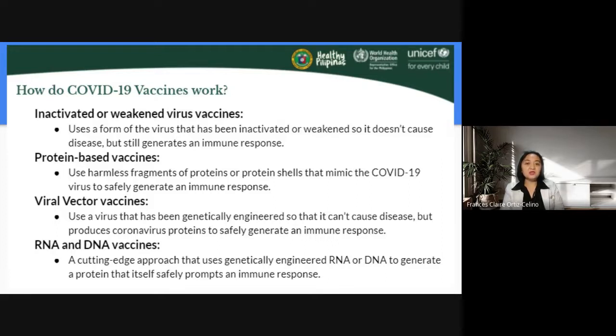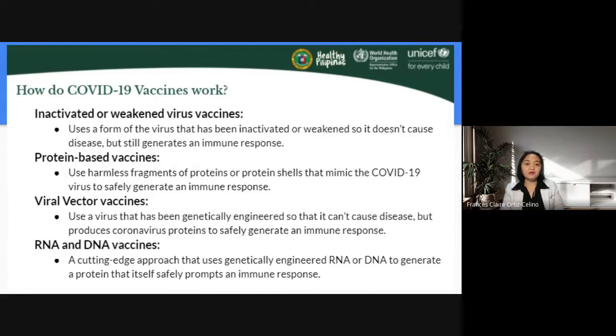Okay. So next is your viral vector vaccines. So this one now uses a virus that has been genetically engineered so that it can't cause any disease, but now it produces coronavirus proteins to safely generate an immune response. So sa atin, ang ginamit na viral vector is yung adenovirus. So examples ng mga brands na meron nito is yung AstraZeneca, okay? Meron din dito yung Gamaleya Sputnik at saka yung Janssen. Okay, so mga viral vector vaccines ang mga ito.